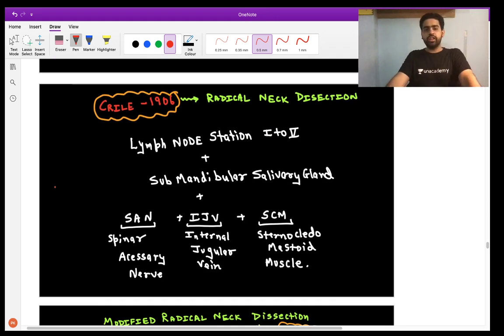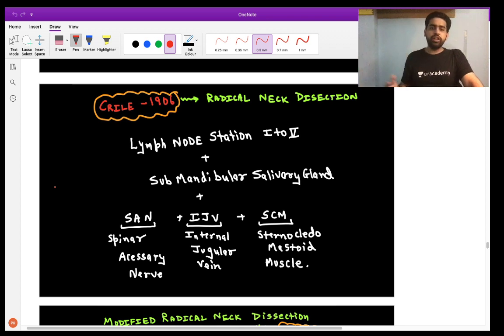So radical neck dissection, when did it come? It was introduced by Crile in 1906. What he did was, he removed lymph node stations 1 to 5. What are these? Submental, submandibular, upper, middle, lower jugular, and posterior triangle lymph nodes. So these 5 lymph node stations he removed.